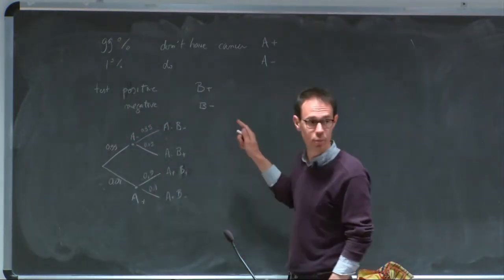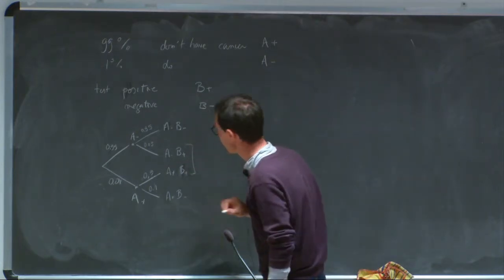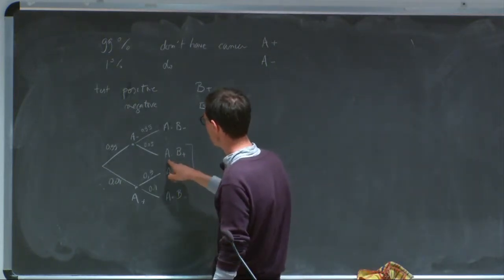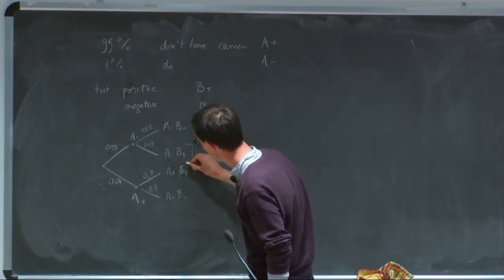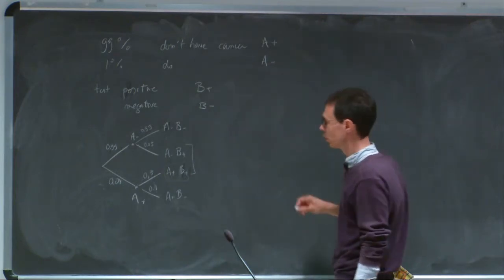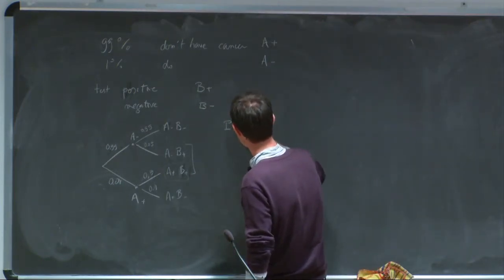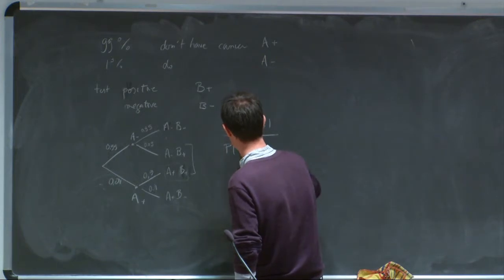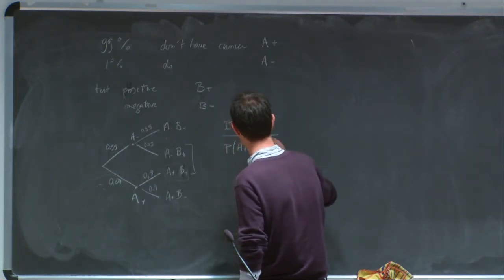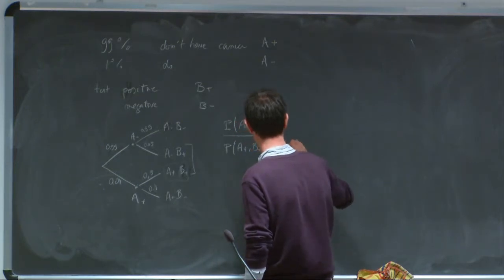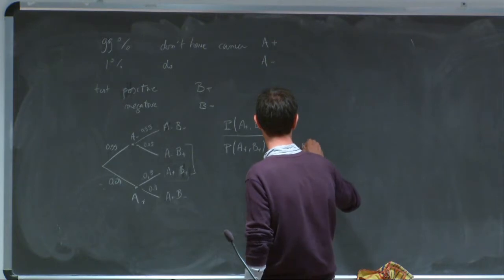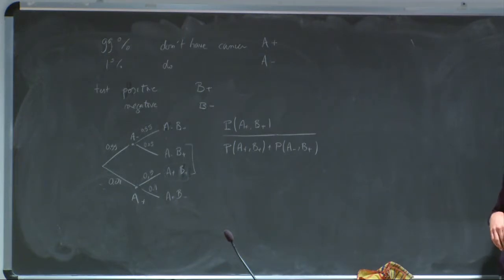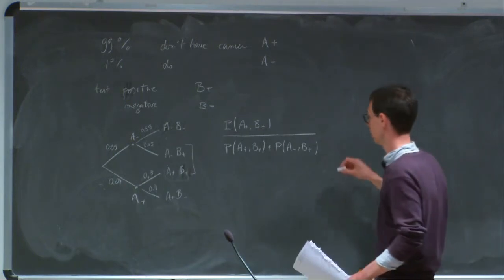Now, Sherlock got a positive test. So he is in either one of these two situations. If I want to know the total probability that he does have it, I need to know the probability of this. So what I write is the probability of A plus B plus over the total probability of a positive test, which should be my probability for Sherlock to have cancer.